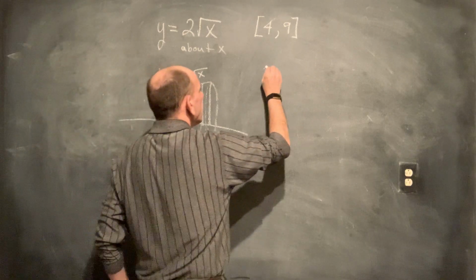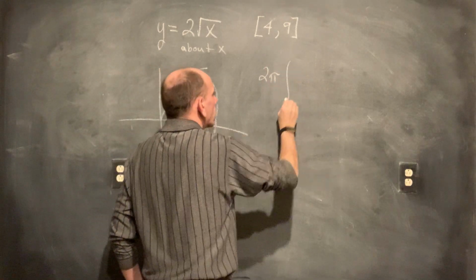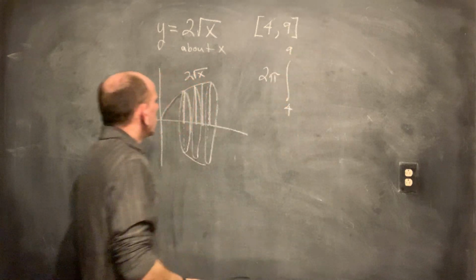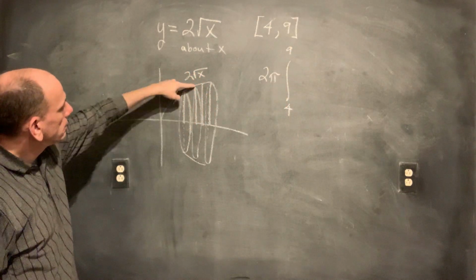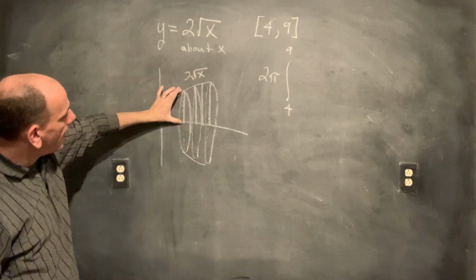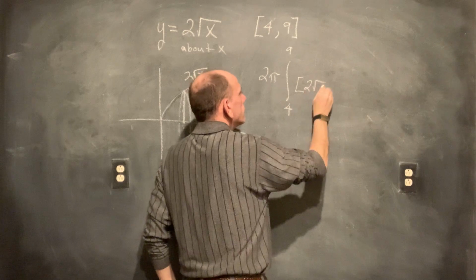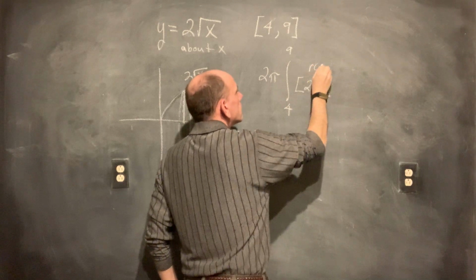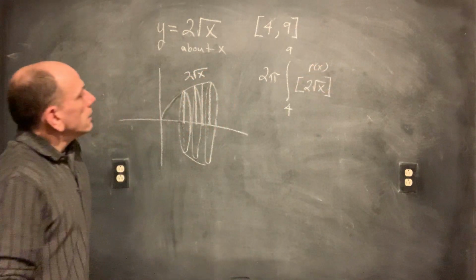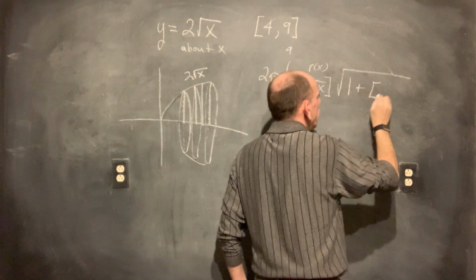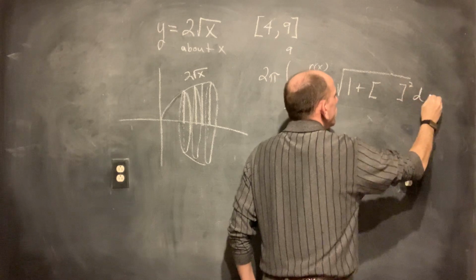We've got 2 pi integral from 4 to 9. Our radius, just dictated by the y here. It's the y of 2 root x. So there's our radius, 2 root x. Now we've got the square root of 1 plus the derivative squared dx.